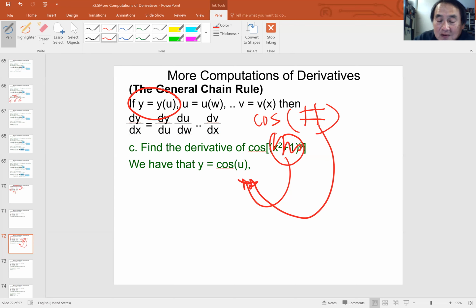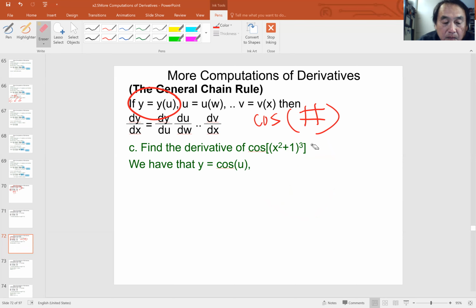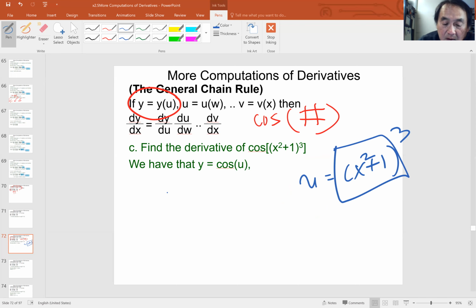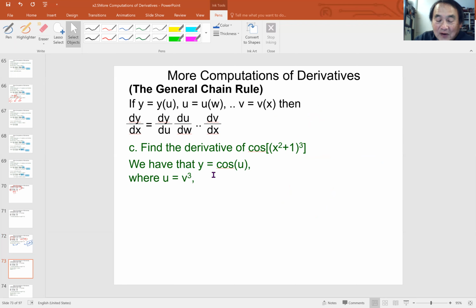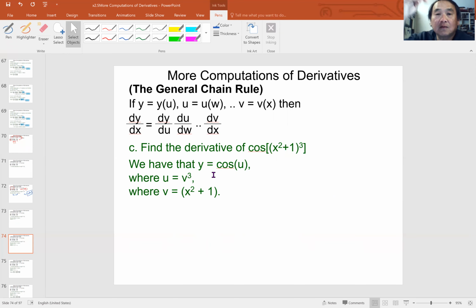Okay. First layer. Then the u, then I take a look at what the argument is. The u now is x squared plus 1 cubed. So u is somebody cubed. So therefore, the next thing to say, u is some other basic formula to the third power. Okay. Then finally, who is third powered? v is x squared plus 1 is the base for the third power. So therefore, this is the three layers for these compositions.